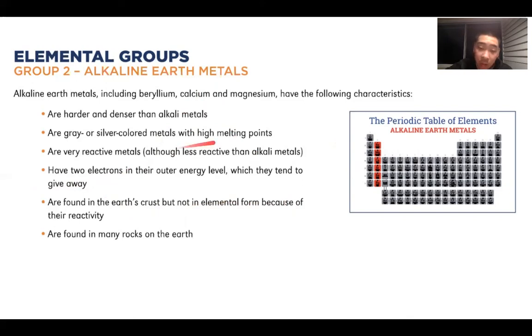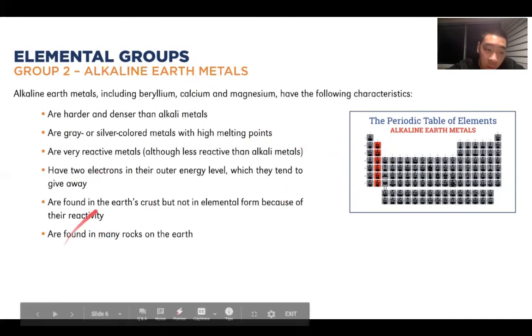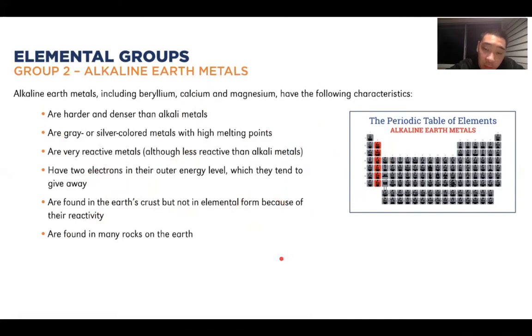And that's why you can see that a lot of these materials are ones you've heard about. For example, calcium over here, right, which is part of your bone structure. So they have 2 electrons in the outer energy layer, and when they react, they tend to force feed those 2 electrons away to other elements, right? They are found in Earth's crust, but, again, very rare elementally.